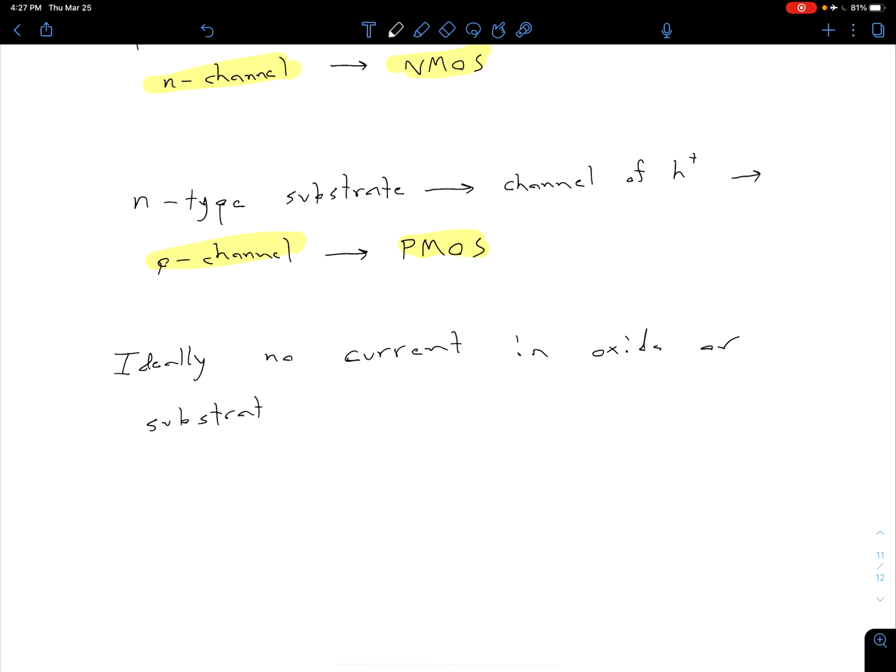Of course, realistically, we are going to have some non-ideal effects. We're not going to consider those here, at least in terms of oxide and substrate leakages. But as you get into more detailed courses about this, you would learn more about that.